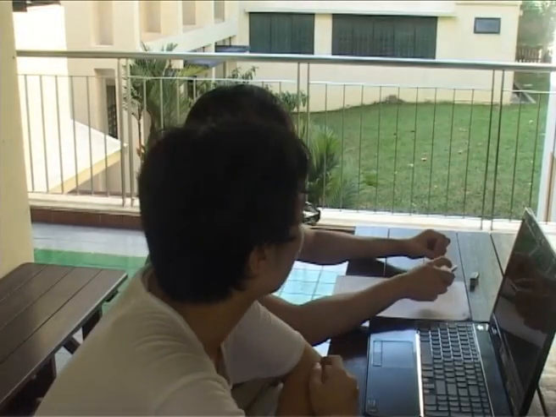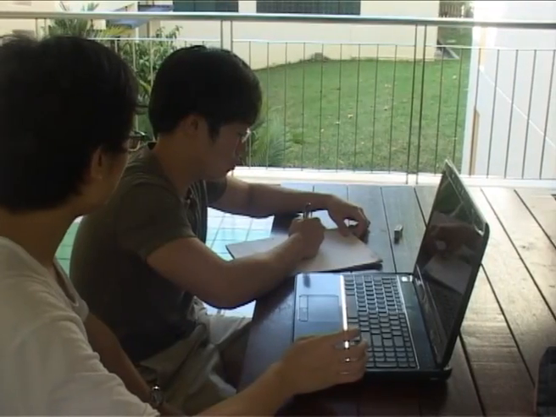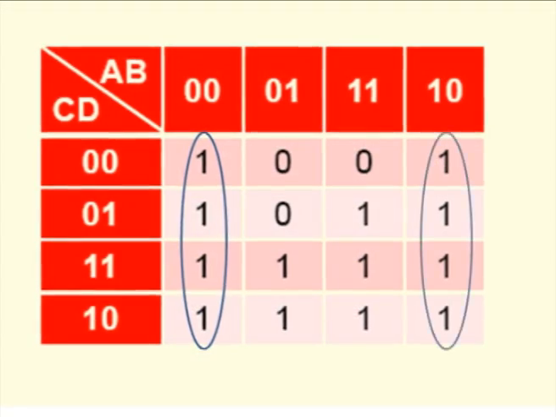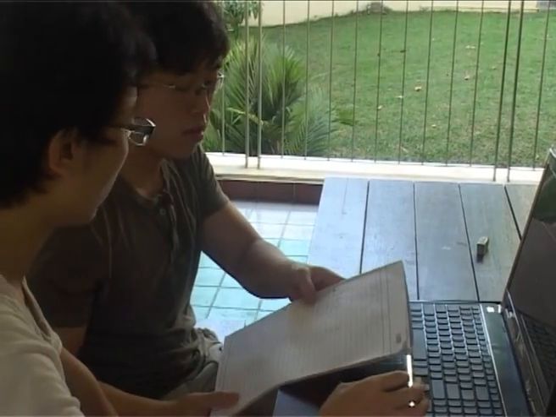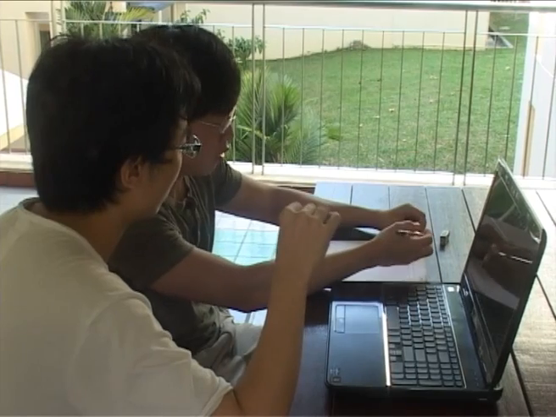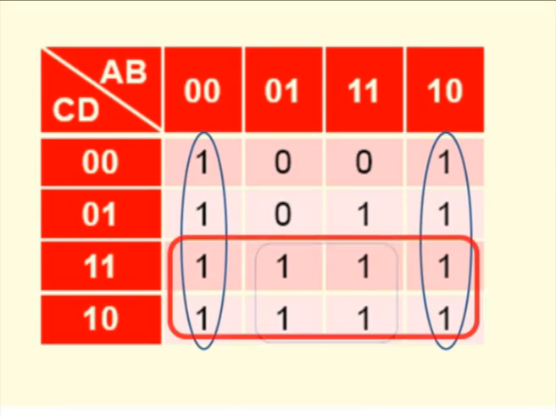Okay, let's consolidate our grouping techniques. Here are 2 more examples. Is the first one correct? No. The first rule of grouping is to group as many units as possible. So you should not group these 4. You should instead group all 8 units together.